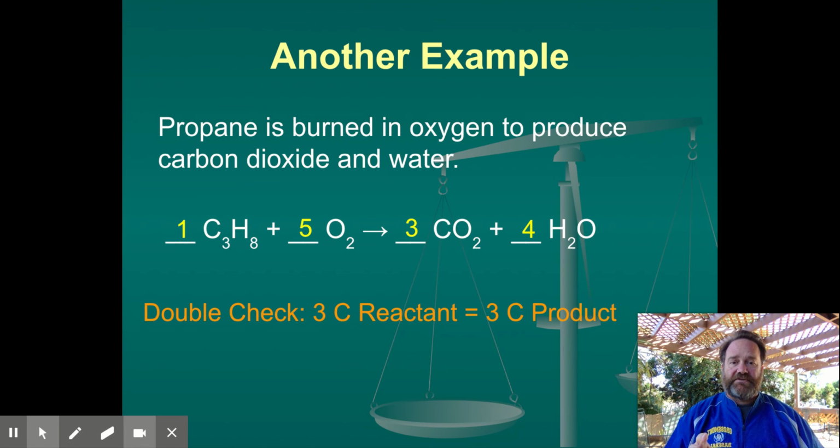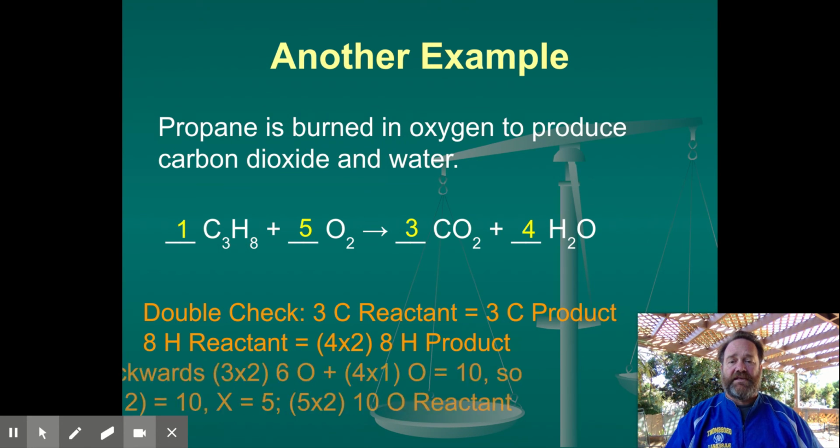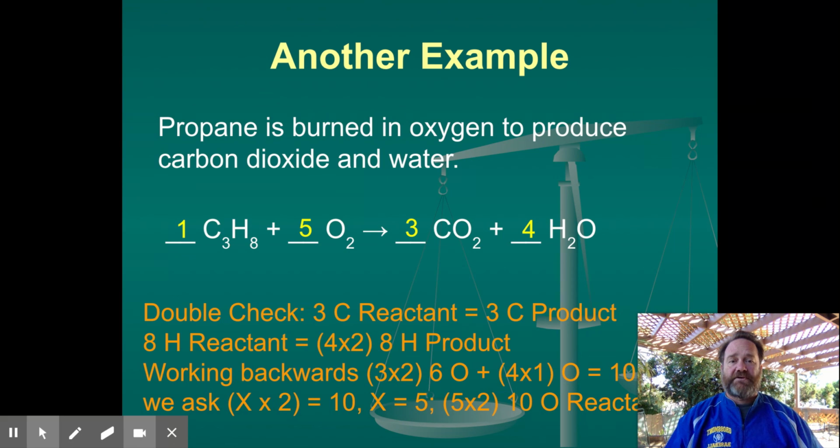Let's double check this. 3 carbons, reactant side, 3 carbons now on the product side. We've got 8 hydrogens on the reactant side, and 4 times 2, that's 8 on the product side. With our oxygen, we worked backwards, and we figured out, okay, I've got 3 times 2 is 6, plus 4 times 1 is 4, 6 plus 4 is 10. I know the diatomic oxygen, it comes as 2, so what times 2 equals 10? And I put in the 5, and we're good on both sides.